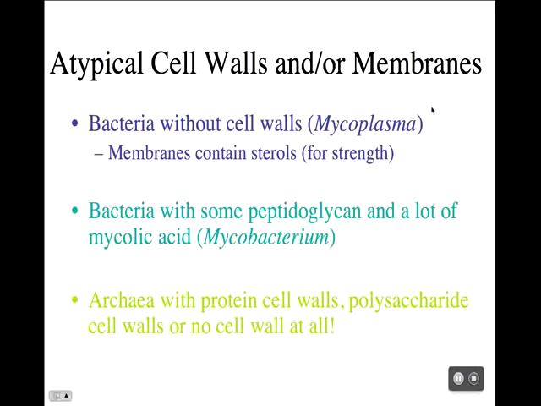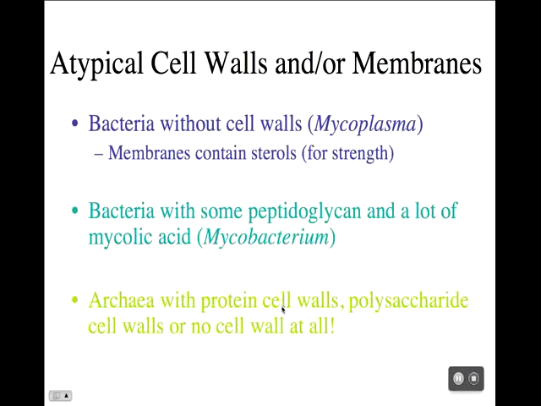If you put mycoplasma through a gram stain, he has no peptidoglycan, so what color would he be if you did a gram stain on him? He would be pink. He would look gram-negative because he doesn't have any peptidoglycan. So those are the 4 options for bacterial cell walls.